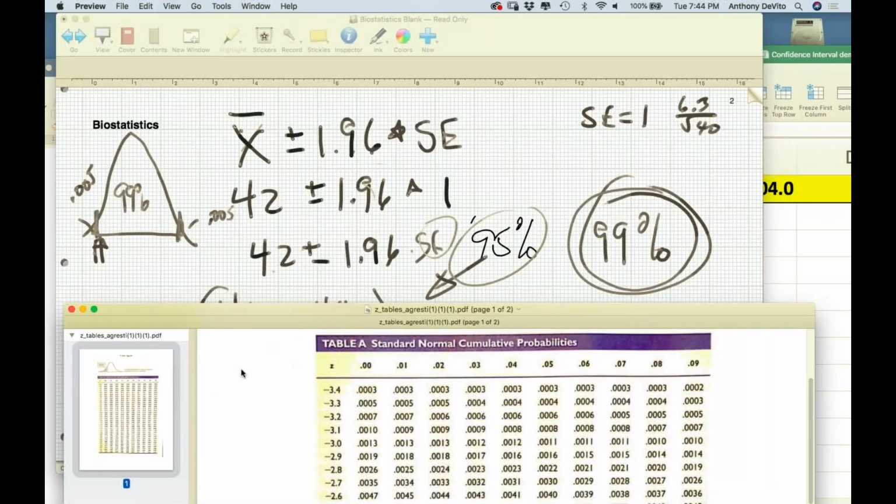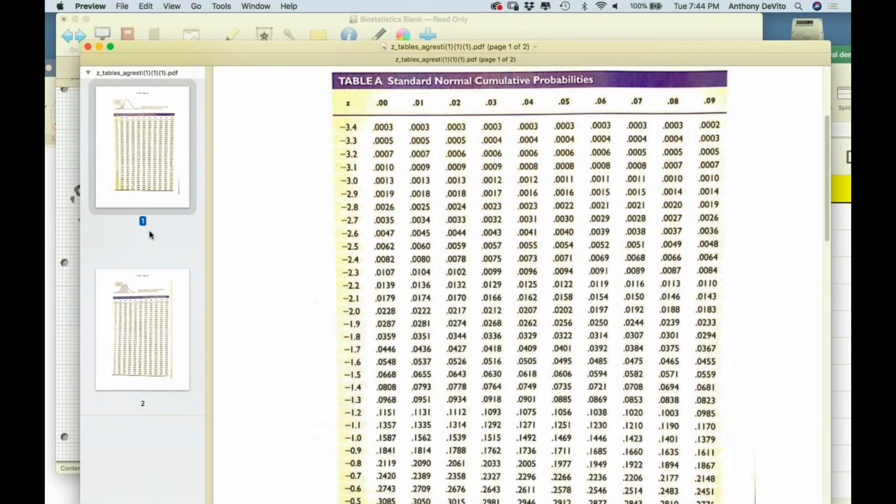0.005. Okay, so I'm going to work with the top table. Let's see how I can get to the closest one here. Here we go. Here's 0.0049 right here. 0.005, pretty close to 0.0049. It's the closest one I've got. What z-score does that represent? Well, that z-score is negative 2.58.